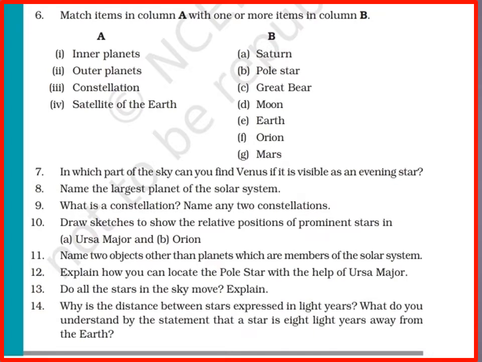Question number 13. Do all the stars in the sky move? Explain. We have learned that the stars appear to move from east to west because the earth rotates from west to east. But only the pole star appears to be stationary in the sky, as it is located just above the northern axis of rotation of the earth.